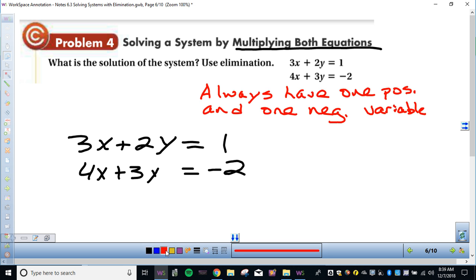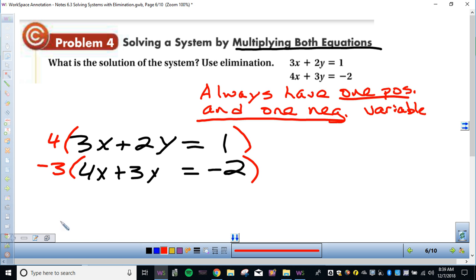Always have one positive and one negative variable. So here's how easy it is to figure out what to multiply by. So I'm going to multiply both equations. I see this 4 right here, multiplied by 4 up top. I see the 3 up top, multiplied by 3 down low. And then it says you always need to have one positive and one negative. So I'm just going to make one of them negative, because then I get 12x up top and negative 12x down low, and they're going to cancel. Okay? 4 times 3 is 12. 3 times 4 is -12.